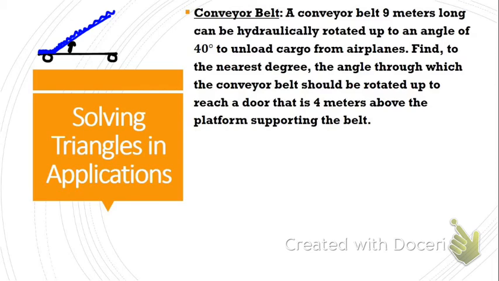When they say that this conveyor belt is 9 meters long, are they talking about this part or that part? Which would be what part of my triangle that I'm getting ready to build? That's my hypotenuse. This is what is 9 meters. And I know it eventually straightens out, but the part that can be lifted is the 9 meter part. Okay?